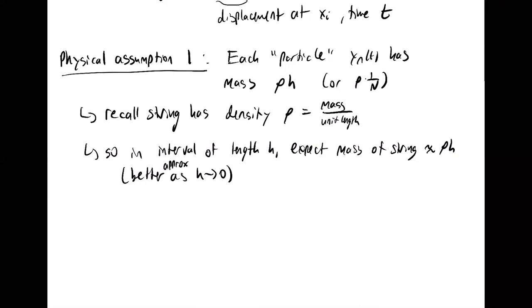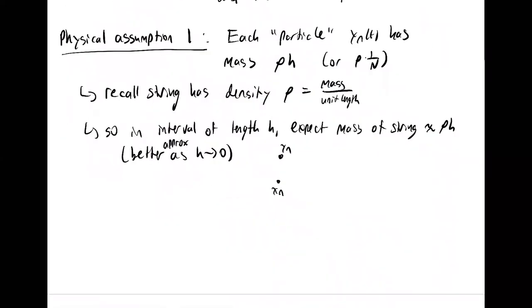And that's exactly the scenario we're in here. Say we're looking at particle y_n. This is above x_n, and maybe y_{n+1} is down here. The interval between x_n and x_{n+1} is exactly h, so we're in exactly the scenario I described. And so it's reasonable to assume that each of these particles has mass about rho h, again just because density is mass divided by unit length. So that's the first assumption we're going to use.